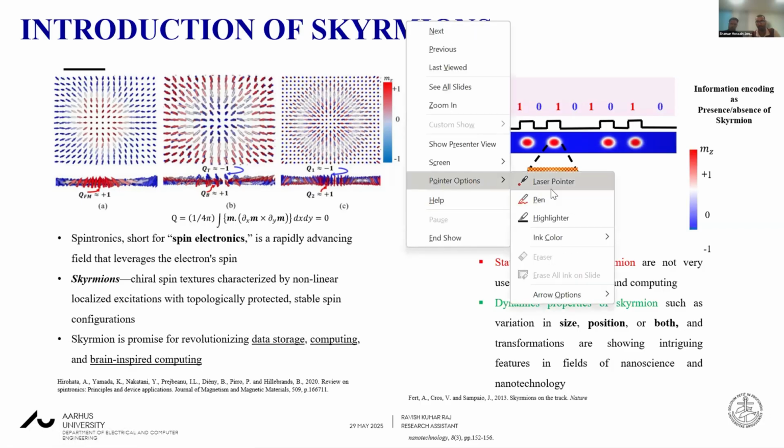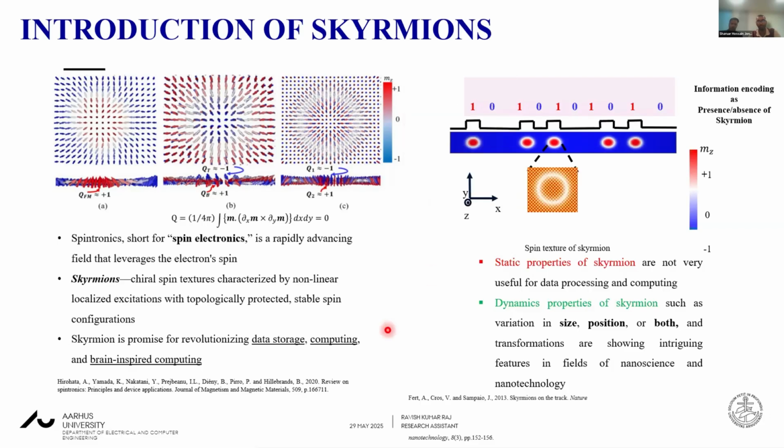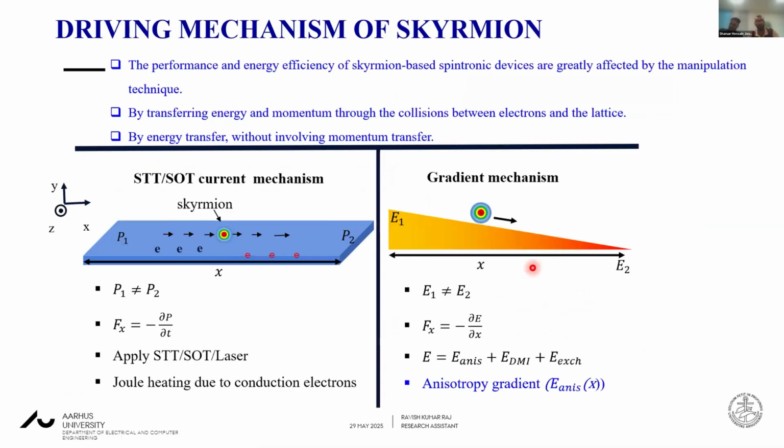As we are working on various driving methods of the skyrmion, we thought that the static properties of the skyrmion are not very useful, although in nanopillar memory they are useful. So basically, I am working on the dynamic properties of the skyrmion. We can vary the size, position, or sometimes both, to store or process information. We follow the conventional method and some unconventional methods.